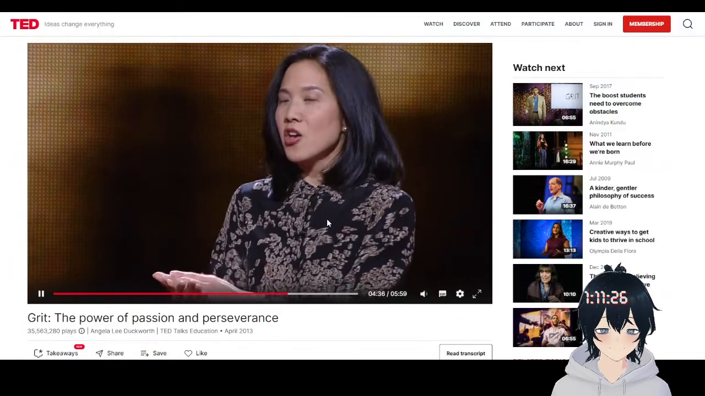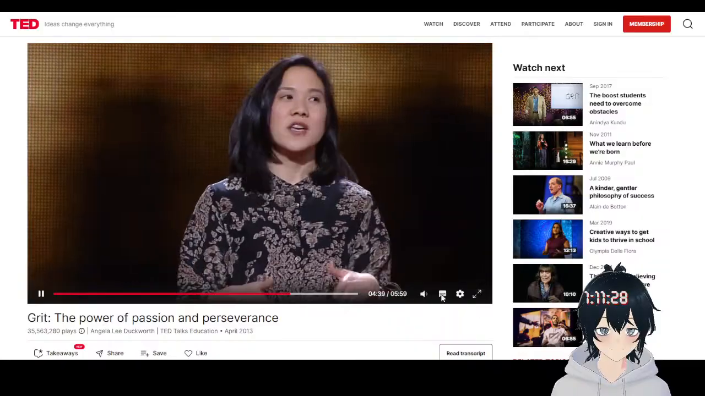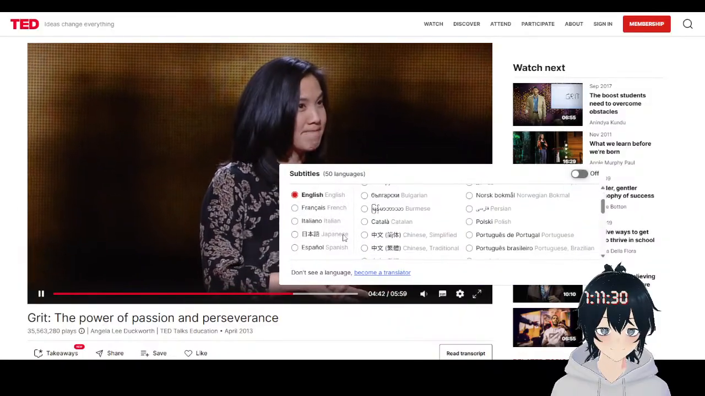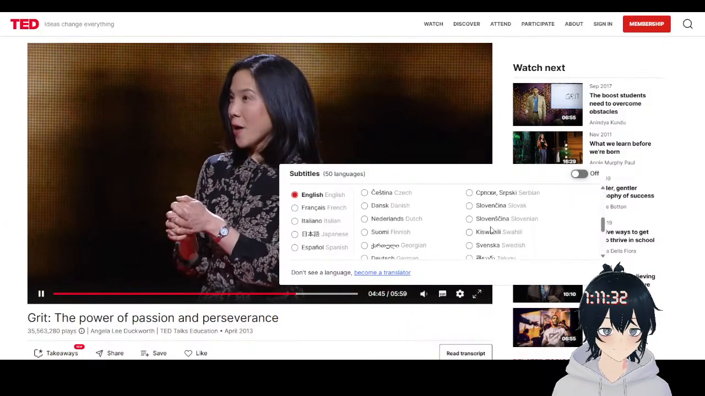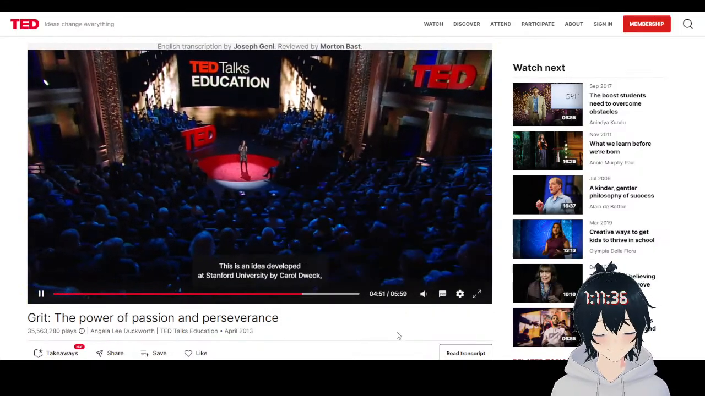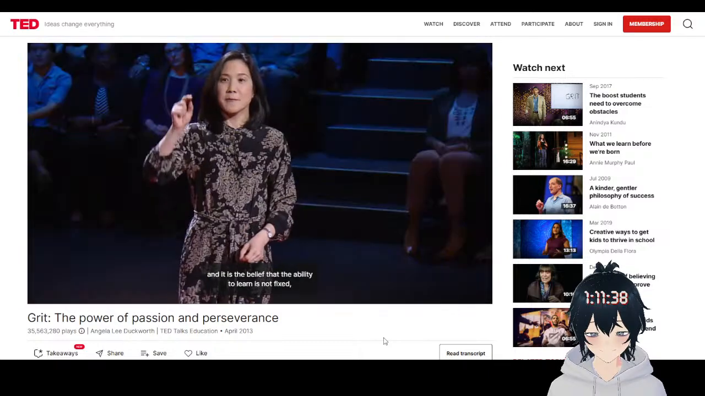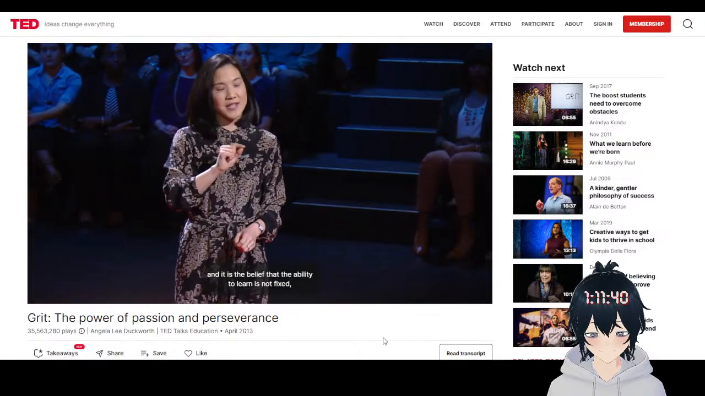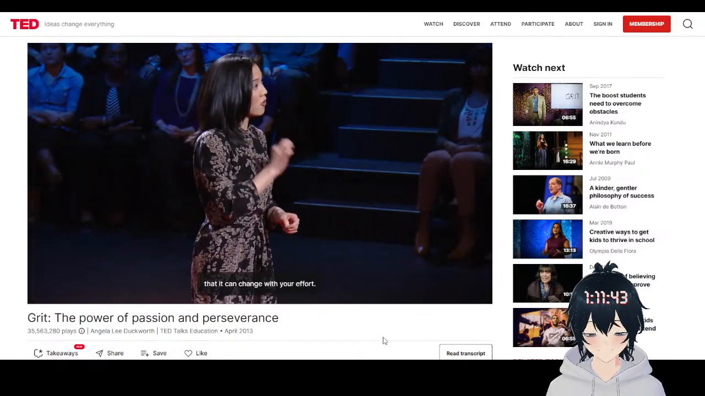In fact, in our data, grit is usually unrelated or even inversely related to measures of talent. So far, the best idea I've heard about building grit in kids is something called growth mindset. This is an idea developed at Stanford University by Carol Dweck, and it is the belief that the ability to learn is not fixed, that it can change with your effort.